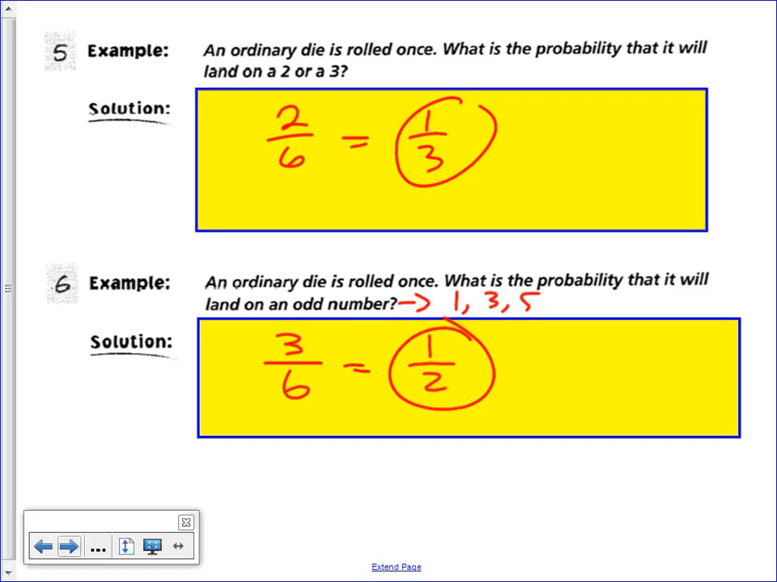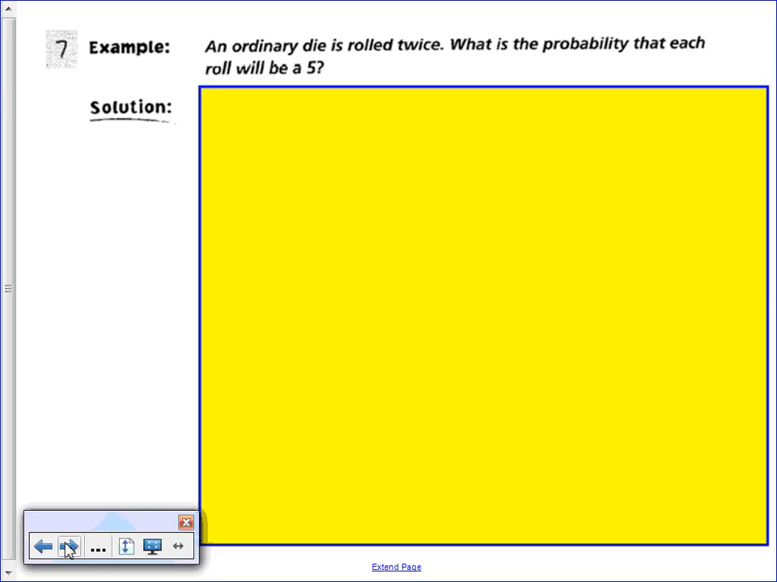An ordinary die is rolled twice. What's the probability that both rolls is a 5? In other words, you get a 5 once and a 5 once. When a die is rolled twice, there's 36 possibilities. So it's 1 out of 36.